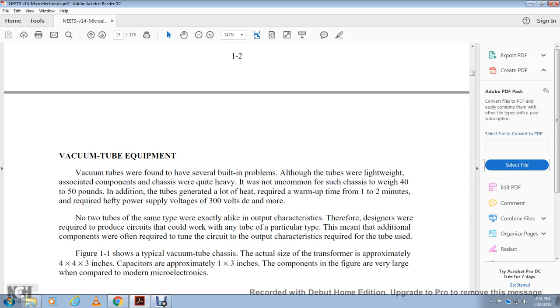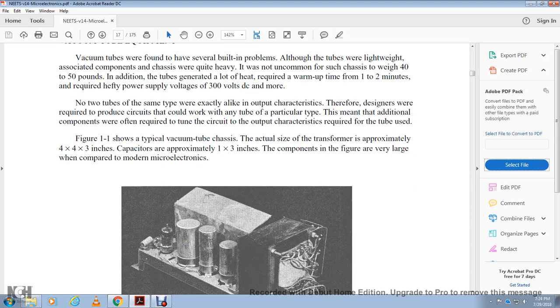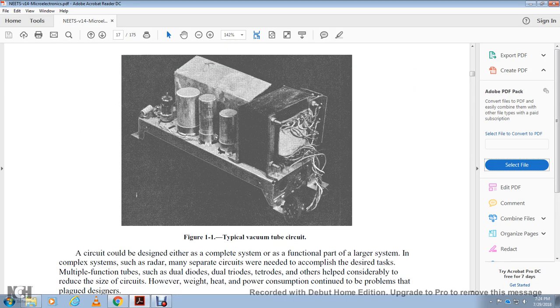Figure 1-1 shows a typical vacuum tube circuit. The actual size of the transformer is approximately 4x4x3 inches, and capacitors are approximately 1x3 inches. The components in the figure are large compared with modern electronics.